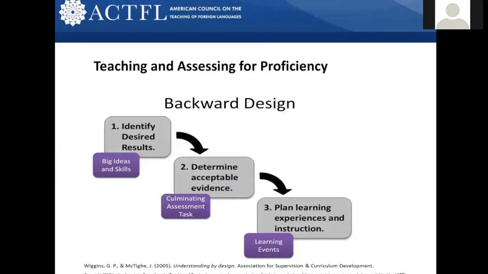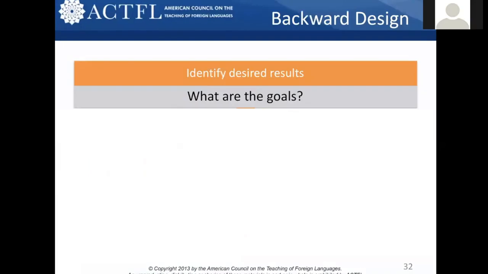Any good instruction is going to work with the backward design model and be able to give us a real chance to focus on what are our desired end results. Then we're going to stop and look at what is the acceptable evidence to show that the learners have met those results. And then we're going to plan the learning experiences in the instruction. This is really the backbone of the IPA, of the Integrated Performance Assessment.